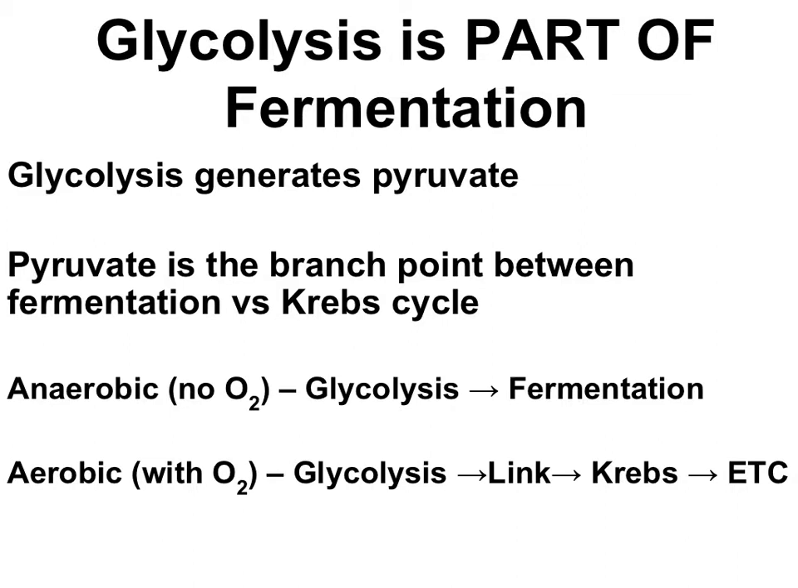What happens after glycolysis is the branch point that depends on the organism and the organism's conditions. After glycolysis, if there's no oxygen or the organism just can't do it, then fermentation happens. After glycolysis, in organisms that can do aerobic cellular respiration and have enough oxygen, come the link reactions, then the Krebs cycle, then the electron transport chain.